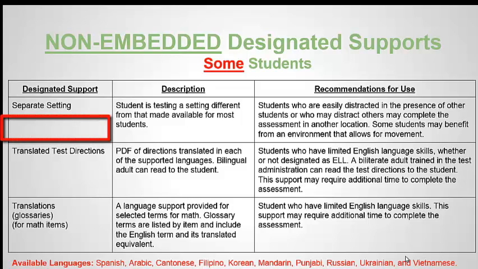Translated test directions are a PDF of directions translated in each of the languages currently supported. Those languages are noted at the bottom of your screen. A bilingual adult can read to the student. Students who have limited English language skills can use the translated test directions. In addition, a biliterate adult trained in the test administration manual can read the test directions to the student.